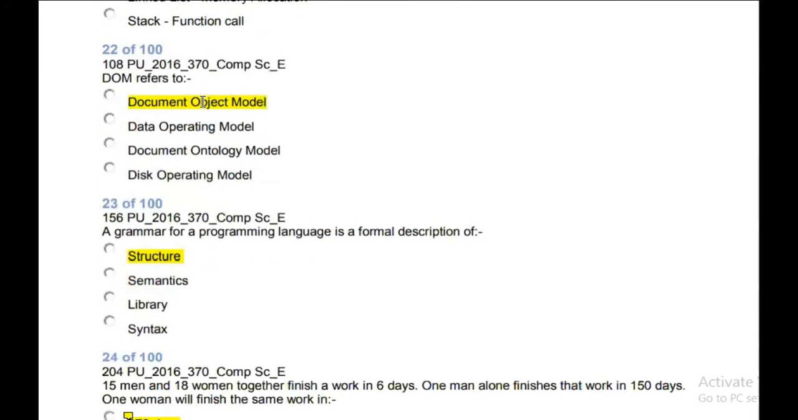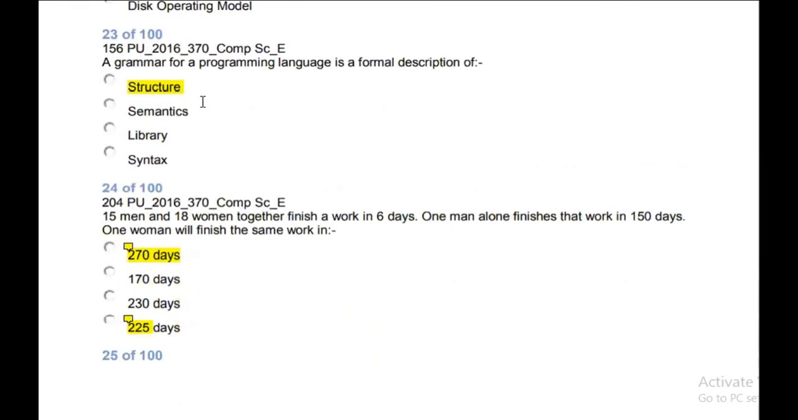Next question. DOM refers to document object model. Option A is correct.